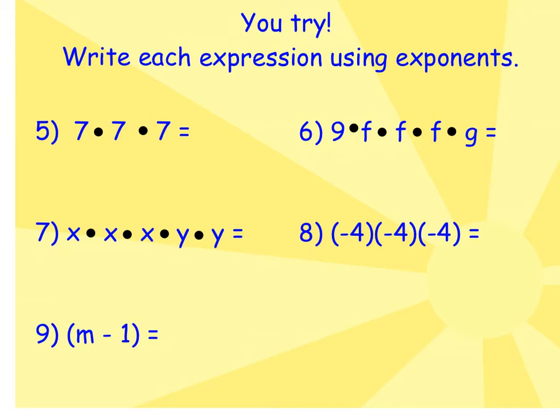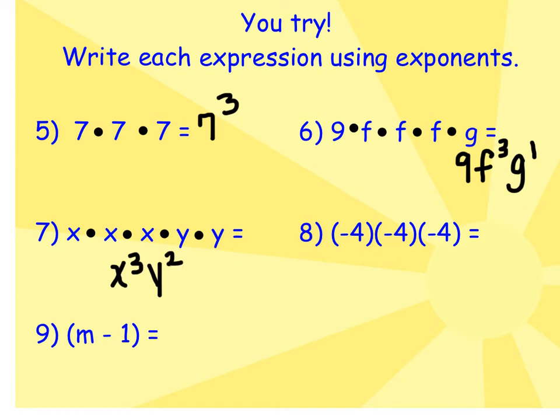Okay, let's see how you did. So on number 5, we have 7 to the third power. On number 6, we have 9f to the third, g to the first. You don't have to put the 1 here, but if you did, that's okay. Number 7 is x to the third, y to the second. Number 8 is -4 in parentheses to the third power.